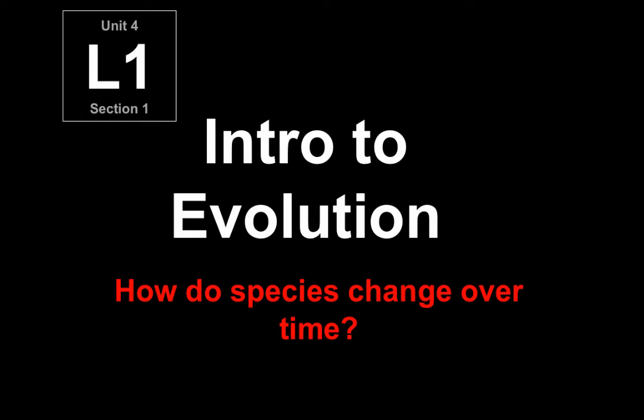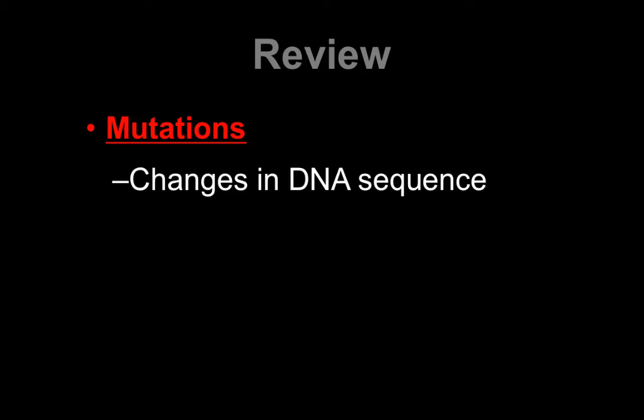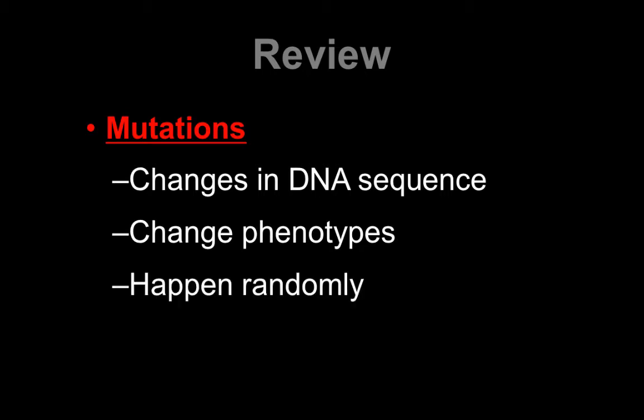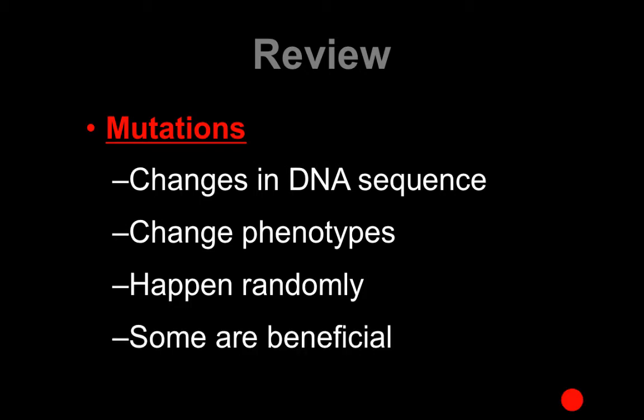In this lesson, we're going to look at the basics of evolution and how species change over time. As a review, remember, we have these things called mutations, which are changes in the DNA sequence. Because they change the DNA, they can change the phenotype, they can change the traits. These things happen randomly, and in some cases, they're actually beneficial.